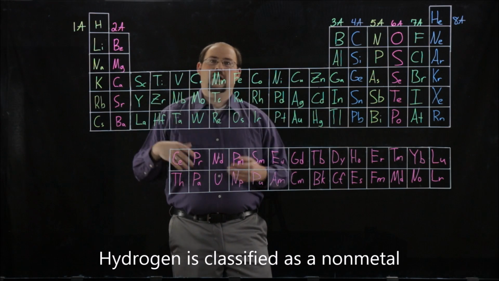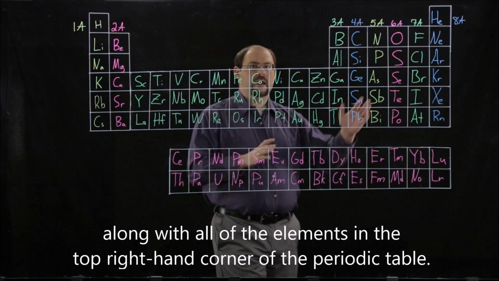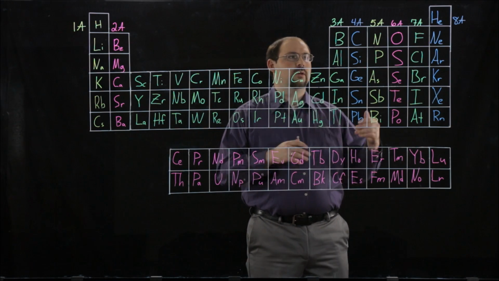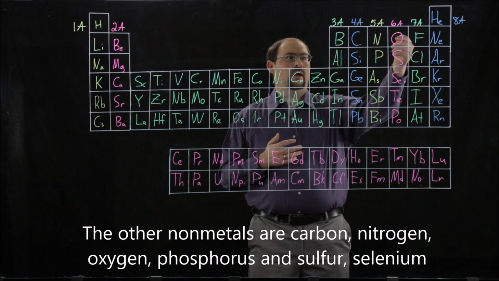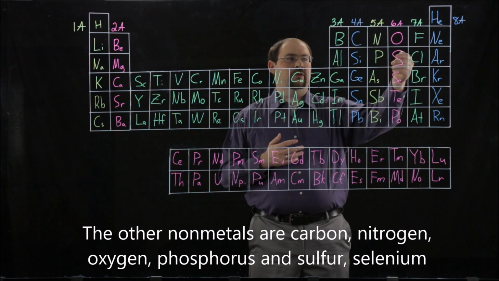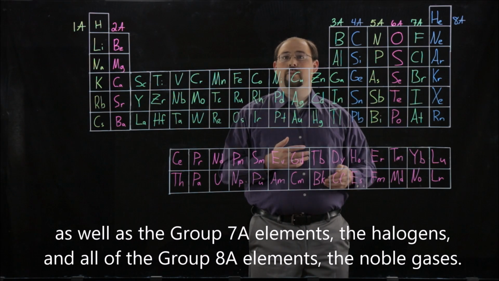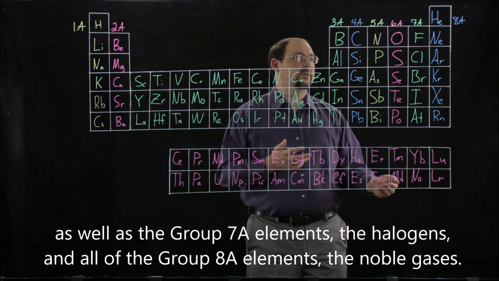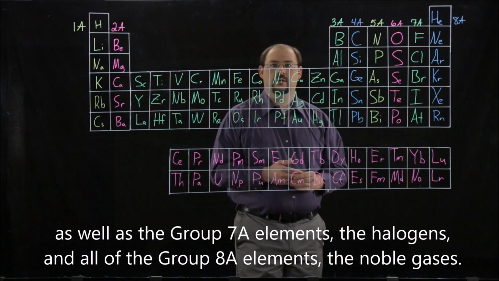Hydrogen is classified as a nonmetal, along with all the elements in the top right-hand corner of the periodic table. The other nonmetals are carbon, nitrogen, oxygen, phosphorus and sulfur, selenium, as well as the group 7A elements, the halogens, and all of the group 8A elements, the noble gases.